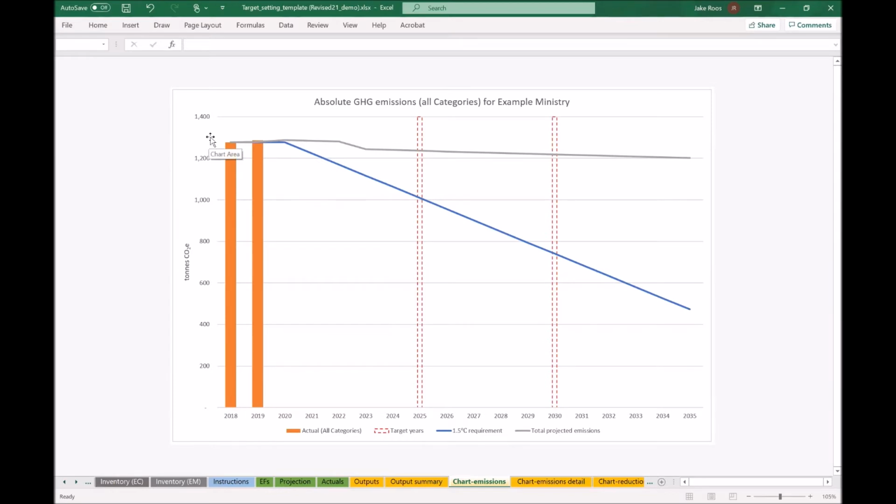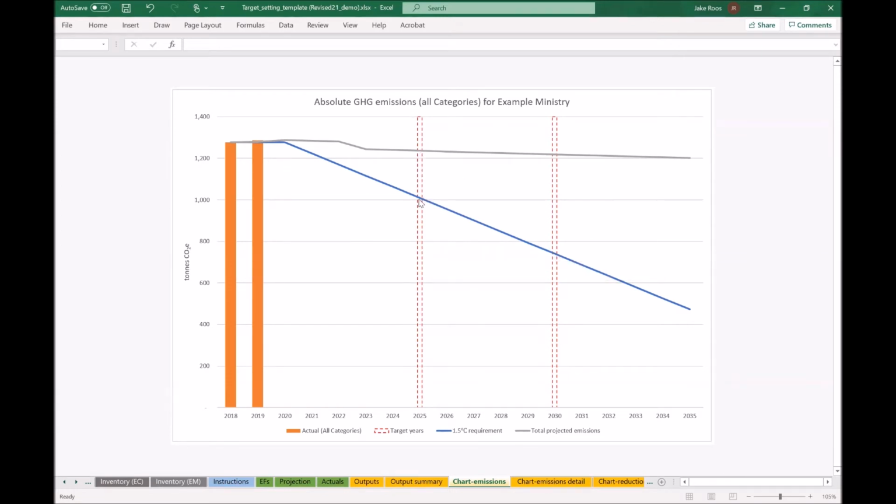So what you can see here are the actuals are the orange bars. The grey line is the projection based on all of the information that you entered into the projection sheet. And the blue line is the level of reduction which is consistent with limiting warming to 1.5 degrees. Well, you don't necessarily have to stay below this line the entire time in order to meet the requirements of the Carbon Neutral Government Program. But what the government is seeking is for you to set targets for 2025 and 2030 for your gross emissions, which are consistent with 1.5 degrees.